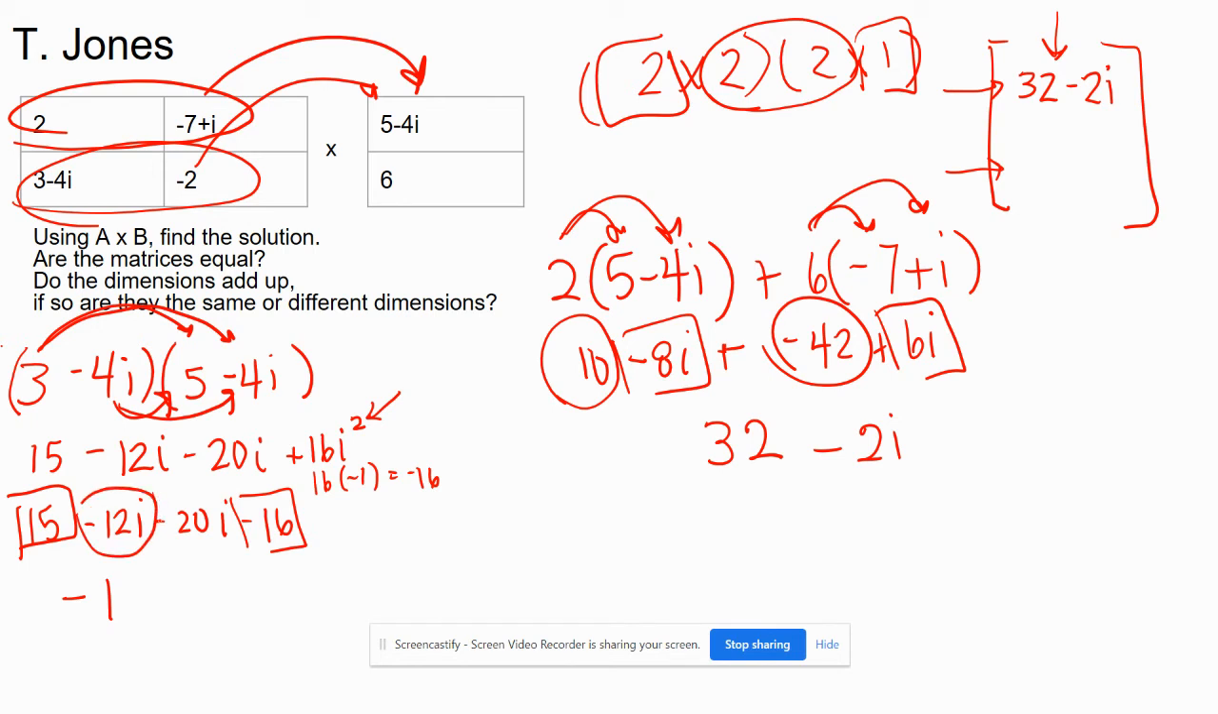Negative 12i and negative 20i give us a negative 32i. So negative 1 minus 32i. And that should be your answer for that guy as well.